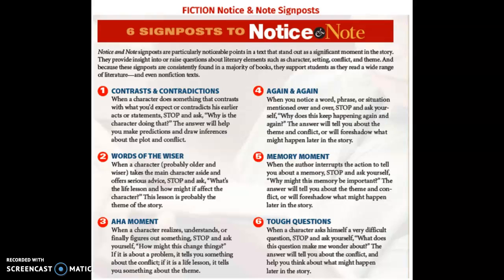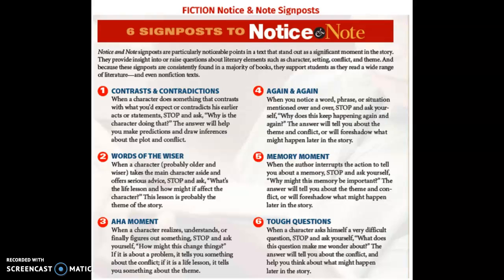The first signpost is called contrasts and contradictions. So very quickly, in a nutshell, I guess, contrasts and contradictions is when a character does something that contrasts with what you expect them to do, or they say something that's the opposite of something they said earlier. When they're acting or speaking in a way that's the opposite or very, very different than what they have in the past or what you expect them to do, this is contrast and contradiction. You should stop and notice this.